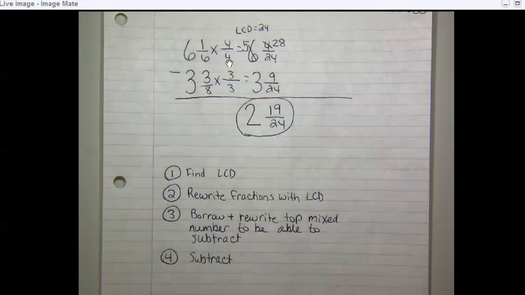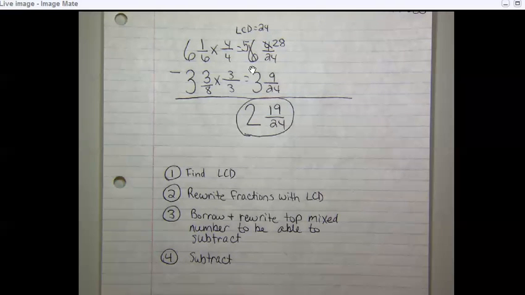And so 6 times 4 is 24. And so then I needed to multiply by 4 on the top. 1 times 4 is 4. And so then this gets rewritten as 6 4/24. 8 times 3 is 24. And so then I needed to multiply this numerator by 3. 3 times 3 is 9. So this gets rewritten as 3 9/24. But I can't subtract because 9 is bigger than 4.